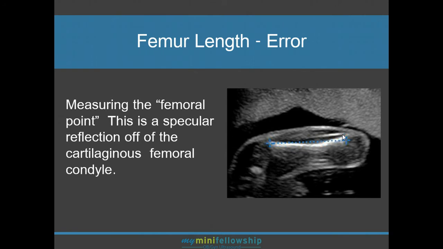One problem people can run into is measuring what we call the distal femoral point. You're not seeing it really well here, but off of the femoral condyles you can get a specular reflection, and you can think that this may be the ossified portion of the femur, and you will end up over measuring it. Again, we're going to cover this in much more detail in the biometry lecture itself.